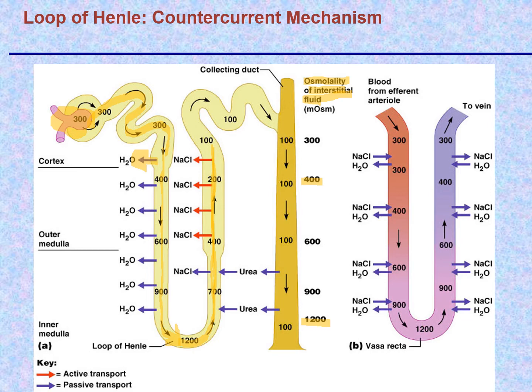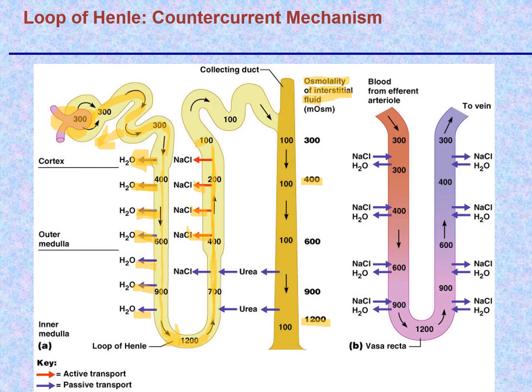Remember, I did tell you that the filtrate that forms is quite a large volume, and the vast majority of it gets reabsorbed. So most of that water in that initial filtrate is reabsorbed, and actually a lot of it is reabsorbed up here in the proximal convoluted tubule along with salts, but then a large amount of the remaining water gets pulled out here, and then a large amount of the remaining NaCl gets pulled out here.